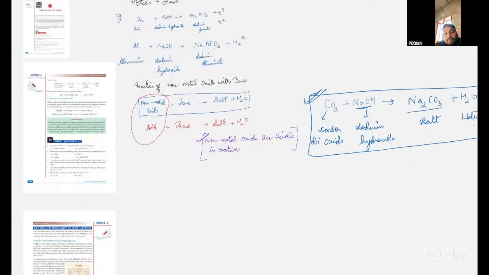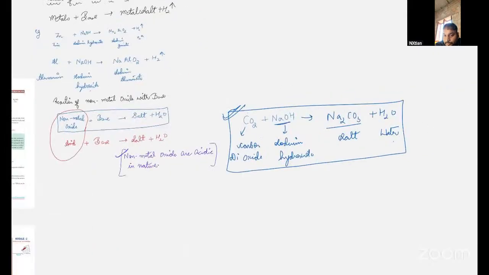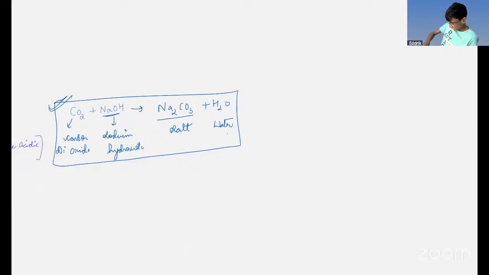Got it, guys? Sir, how does the equation balance out? Yeah, balancing you have to do. I taught you how to do it. Do you want me to do it? Yes, sir. Okay, I will do this one.